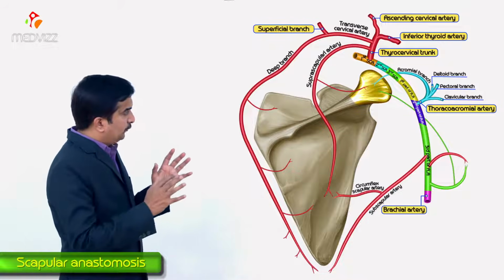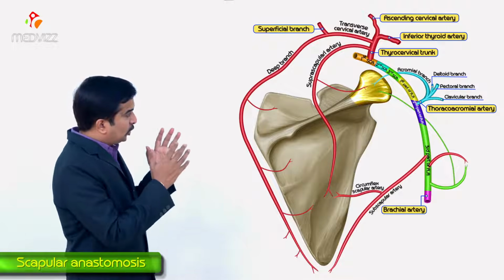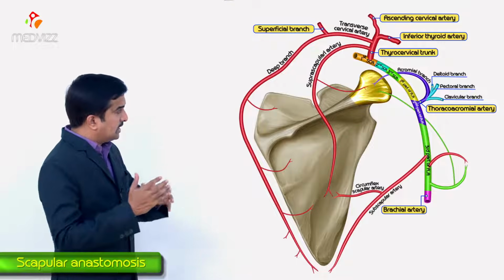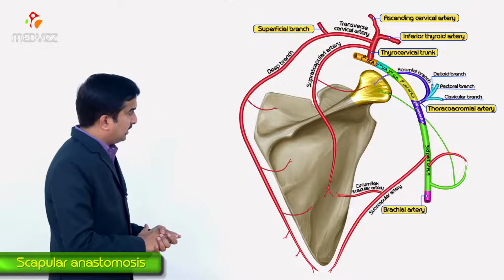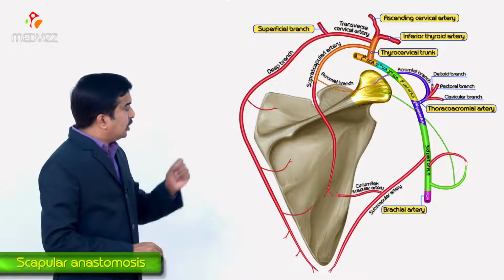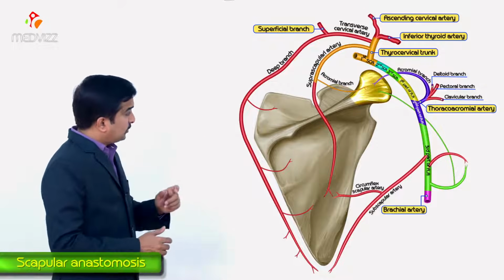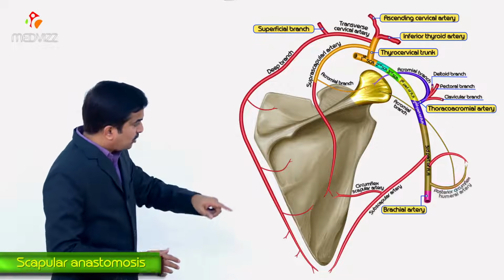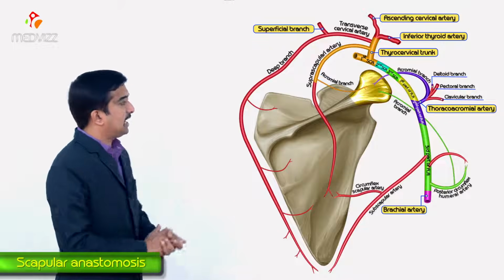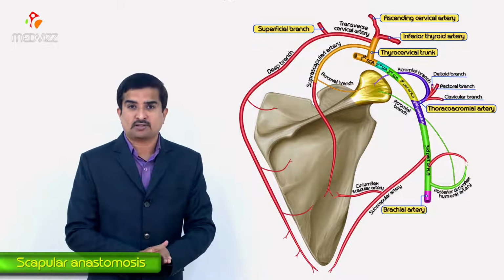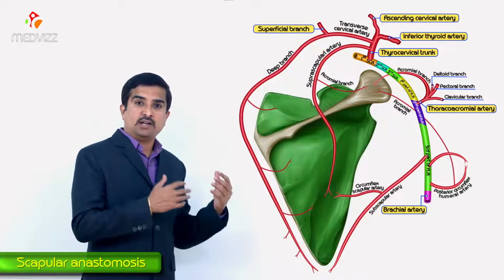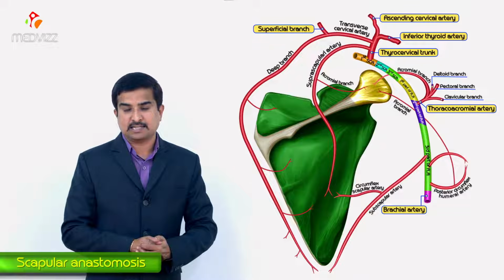Out of all these four branches, the acromial branch of the thoracoacromial artery, which is a branch of the second part of the axillary artery, takes part in the anastomosis around the acromion process. In the same way, the acromial branch of the suprascapular artery as well as the acromial branch of the posterior circumflex humeral artery. So, these three arteries take part in the anastomosis around the acromion process of the scapula. And this is what is about the anastomosis around the body as well as the acromion process of the scapula.